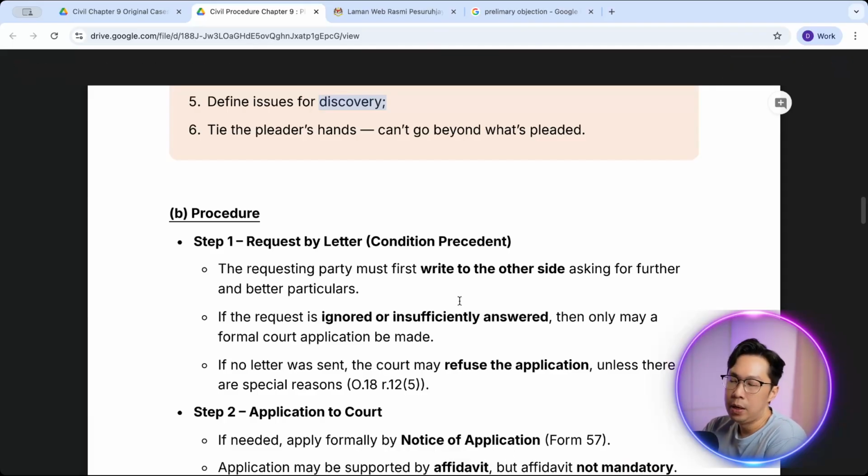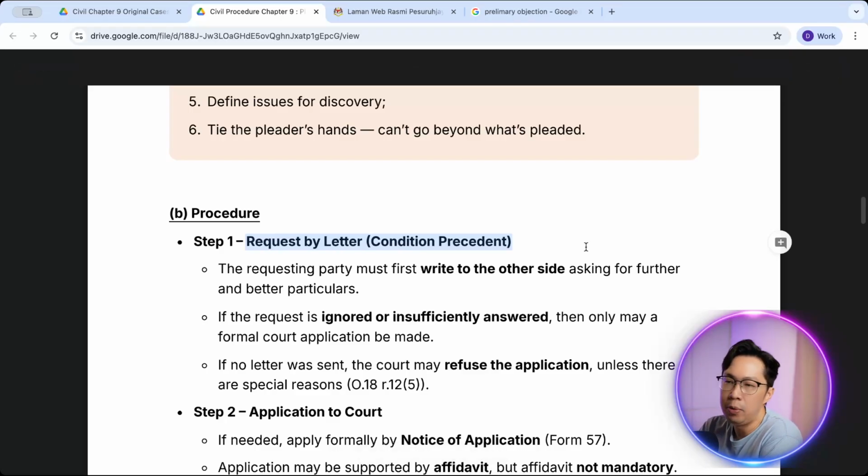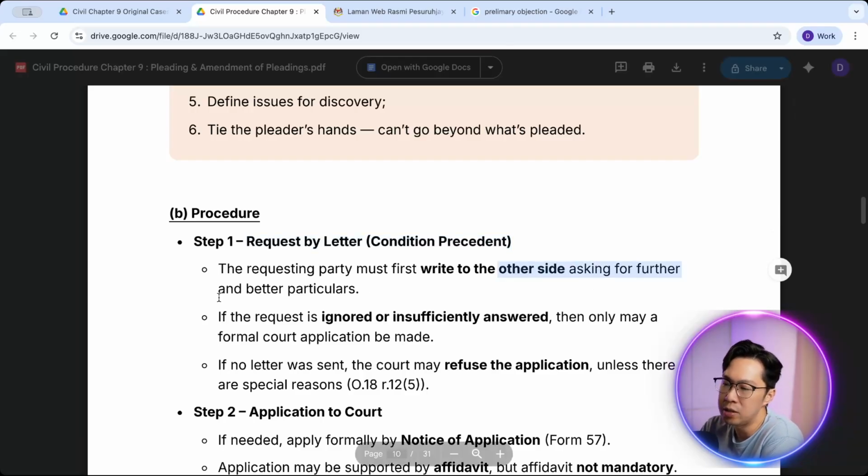First step, you cannot go straight to the court and ask the court to help you. You must do something. You can request by letter. You can call the other side. Normally we call now. Because most of the time in practice, when you get something that you're unsure of, you just call the other lawyer, then they'll explain that it's settled. Okay, the much more proper way is to send a letter, writing to the other side asking for further particulars. If the request is ignored, then only can you go to the court.